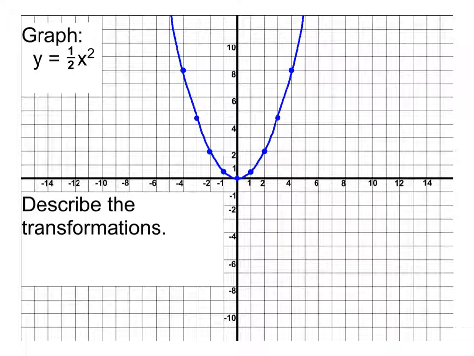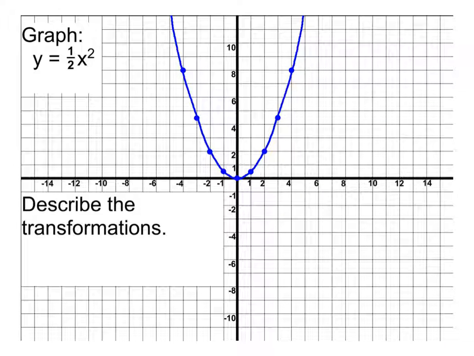Now again, think about how we would describe the transformations. This is working just like the 2x squared was. It's multiplying it. And for that one we said it was a vertical stretch by a factor of 2. But it doesn't necessarily make sense to say that we're stretching it by 1/2, because when we stretch something we're making it bigger. And this is actually making it smaller, notice.